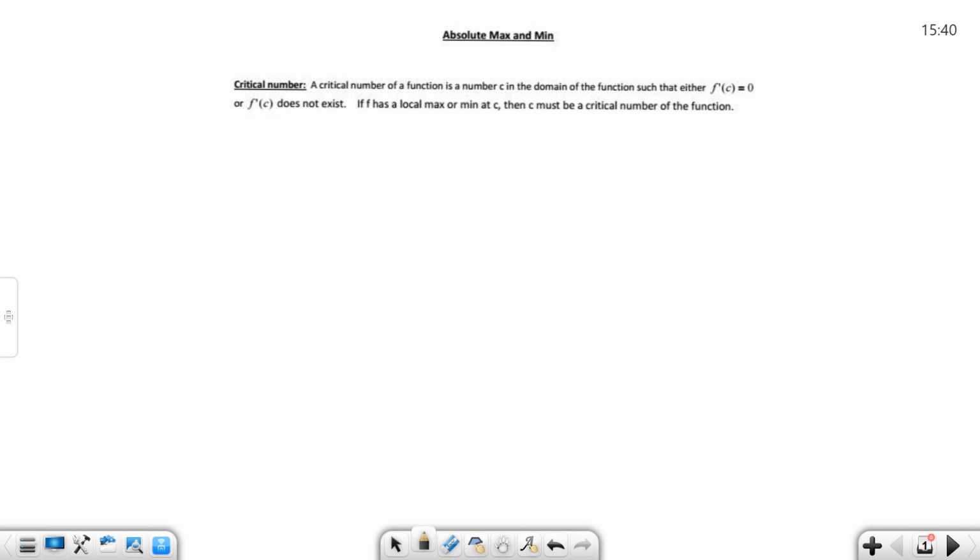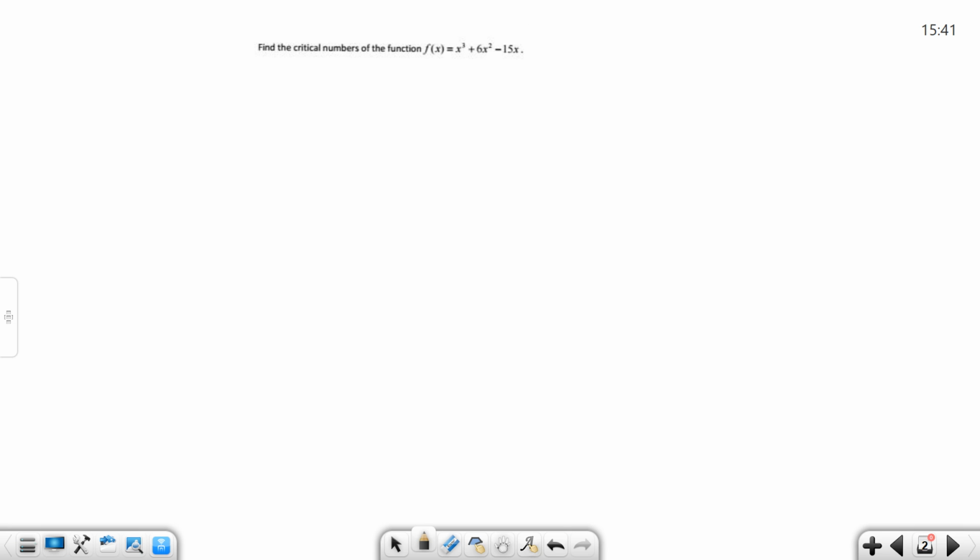Okay, in this section we're talking about absolute maxes and mins, and we're talking about critical numbers. When we get ready to find the absolute max and min, what you must know is that that occurs at a point called the critical number. And the way that you find the critical number is you take the derivative and you set it equal to 0, or you see where it does not exist. So in this first problem, I ask you to find the critical number of this function.